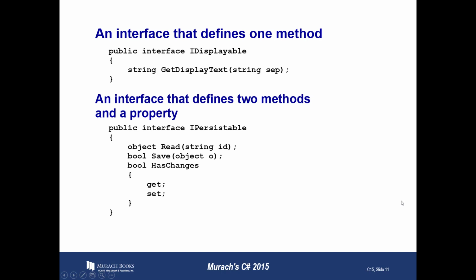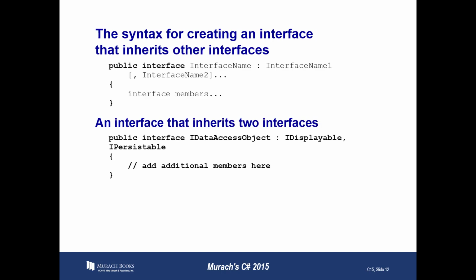So here's an interface that defines a single method. That's the one you saw earlier here. The second one, the one on the bottom, the IPersistable, what does it do? It defines two methods, a read method and a save method. And in addition to that, it has a HasChanges property. So in many ways, these work in a very similar way.